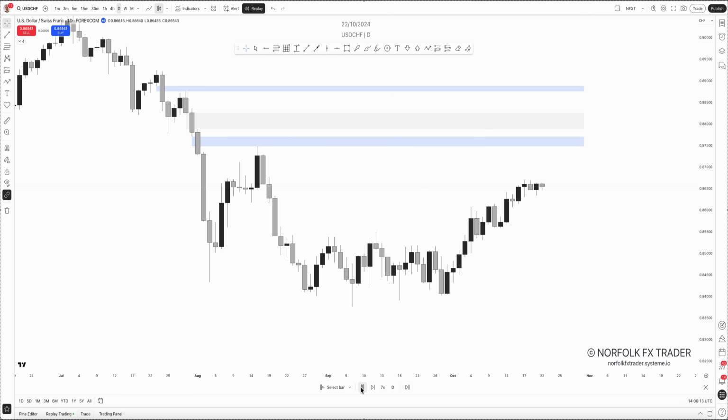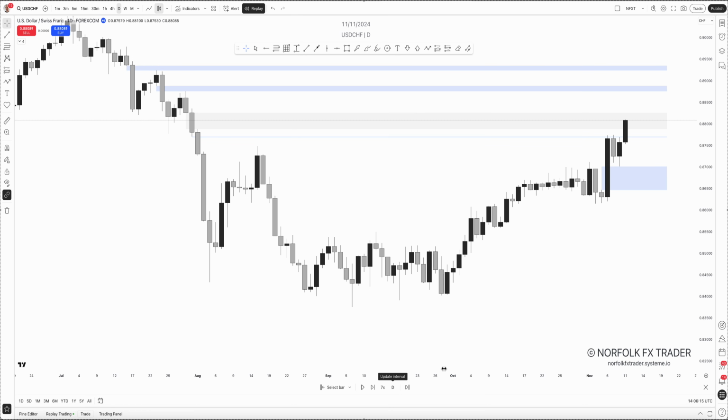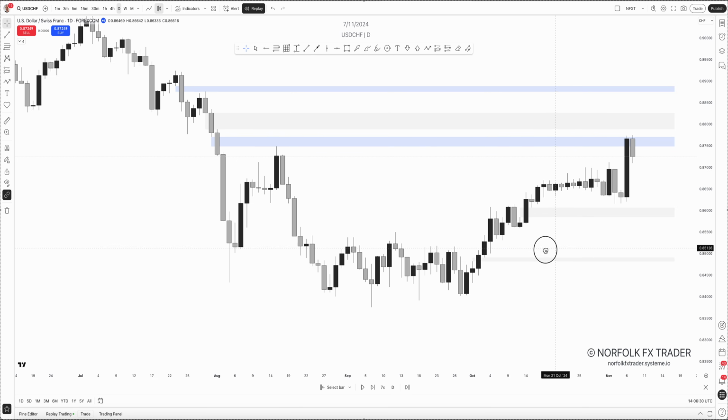Let's just run price and see if we can. So you can start to see what happens here. Okay, we pushed into this imbalance. We never closed it. We had a reaction, pull back into this imbalance below. This is a bullish imbalance. Let me just go back one candle. Okay, go back to here so you can see what's happening.